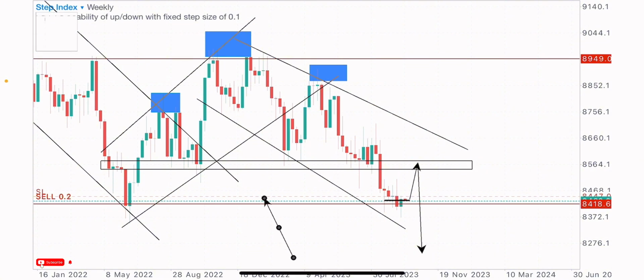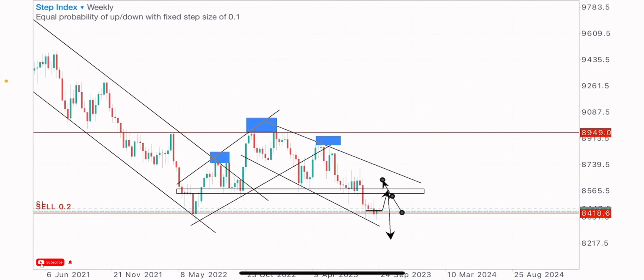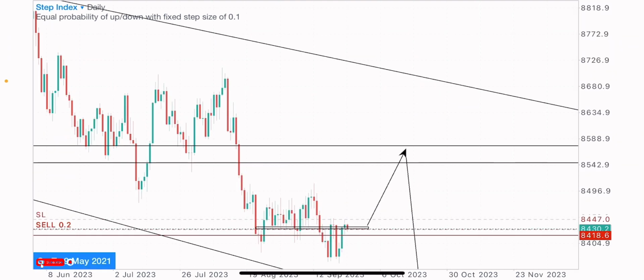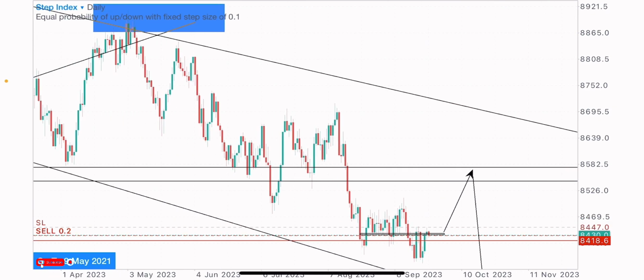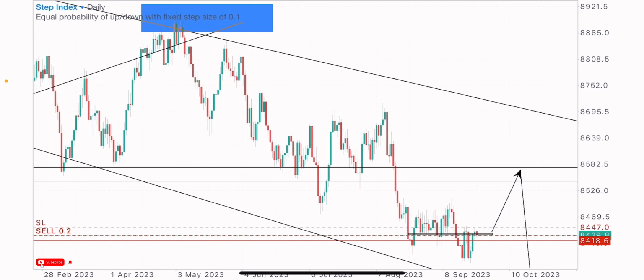So if we get a test of this neckline, we're likely to get the market break below these lows we identified at this point. So that's my market analysis on the weekly time frame. So let's go to the daily time frame to have a clear view on this index as well.